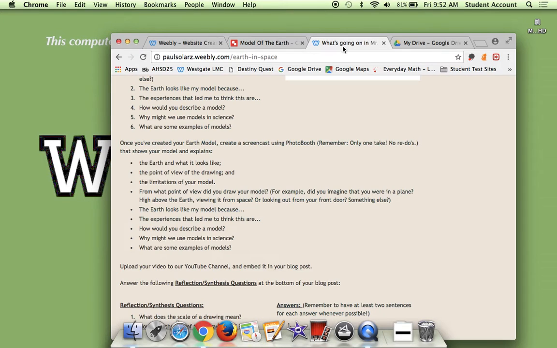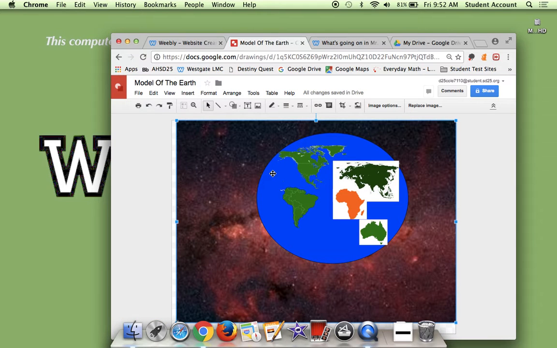And then the next question is, why might we use models in science? We use models in science to get a visual perspective of what something looks like, so we can better understand it. Scientists make models a lot because they show us what the thing looks like and how it's formed, such as a globe. It's a model of the Earth.